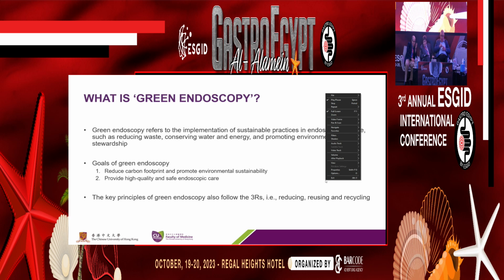It refers to the implementation of sustainable practices in endoscopy service, such as reducing waste, conserving water and energy, and promoting environmental stewardship. The goals of green endoscopy are to reduce carbon footprints and promote environmental sustainability on one hand, and to provide high quality and safe endoscopic care on the other hand. The key principles of green endoscopy also follows the 3 Rs, including reducing, reusing, and recycling.